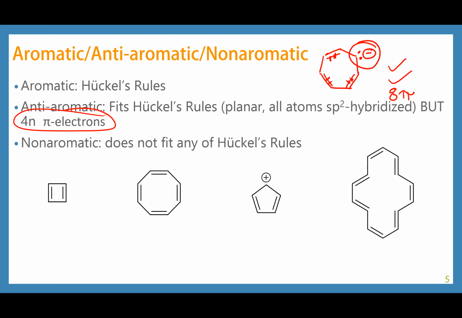Is this going to be aromatic or anti-aromatic or non-aromatic? It'd be anti-aromatic. Yeah, this would be anti, because it fits those first 2 rules, but it has 4n pi electrons rather than 4n plus 2 pi electrons. So that's the only difference between aromatic and anti-aromatic.